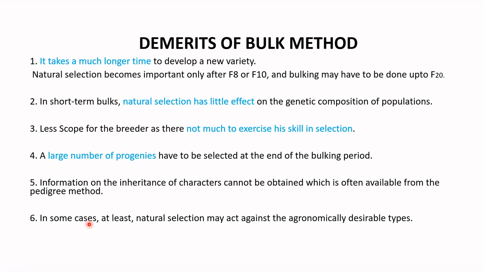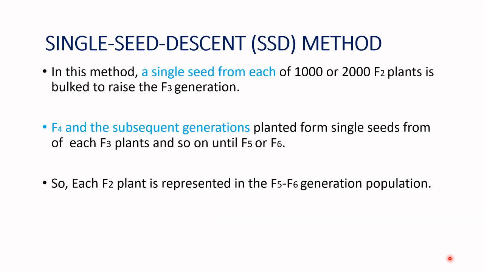During natural selection, we have already discussed that natural selection favors fitness. It doesn't go for yield or a character which is preferred for human welfare. So the natural selection process, the bulking process, may have an impact on the yield and related characters also.